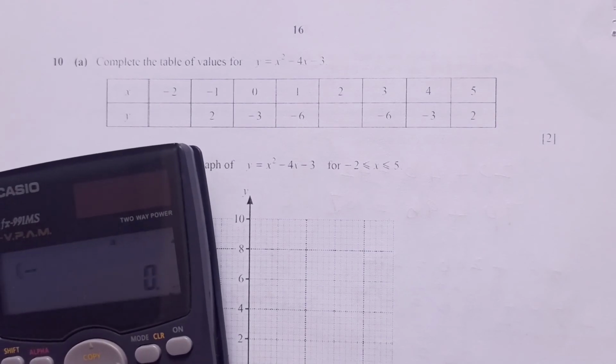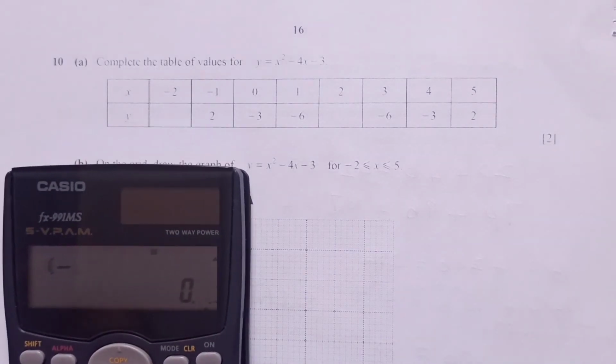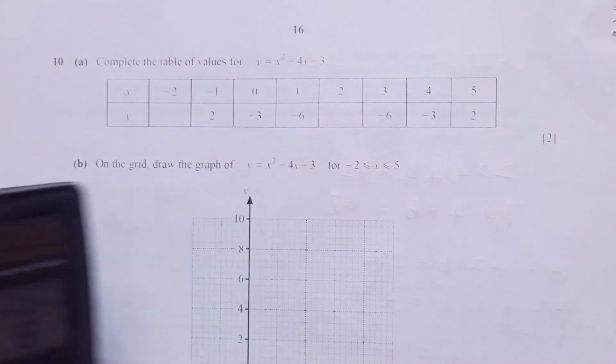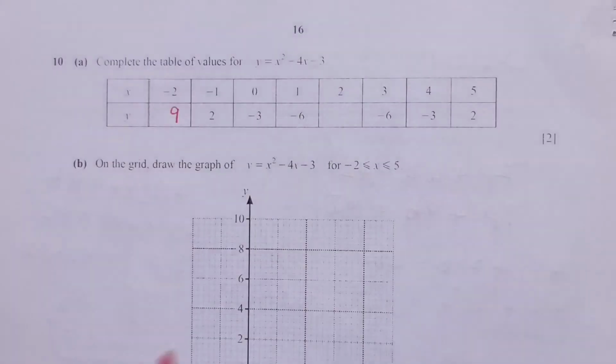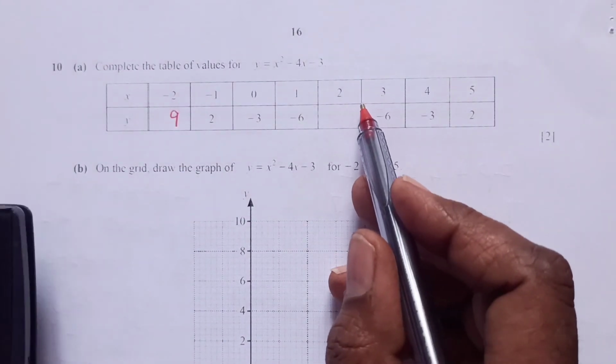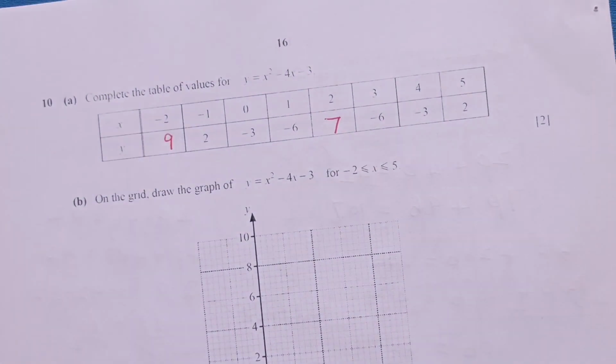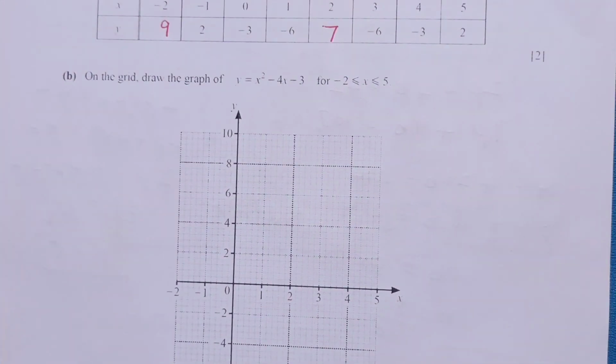If I calculate this one, we need to put brackets. Negative 2 squared minus 4 times negative 2 minus 3. This comes out to be 9. Similarly, when you substitute this one here, you get the value 7. That's the first part, to complete the table.